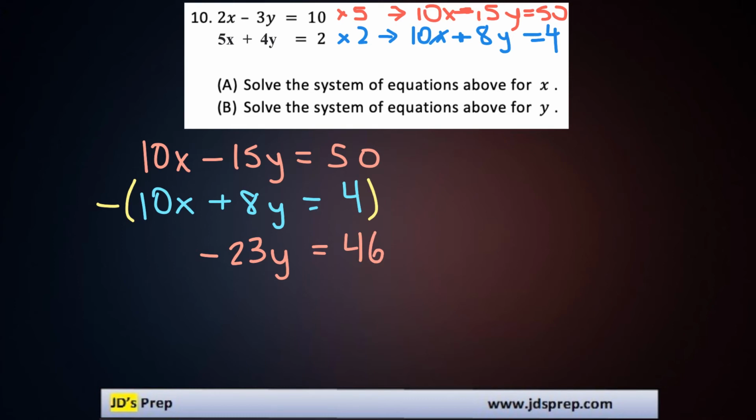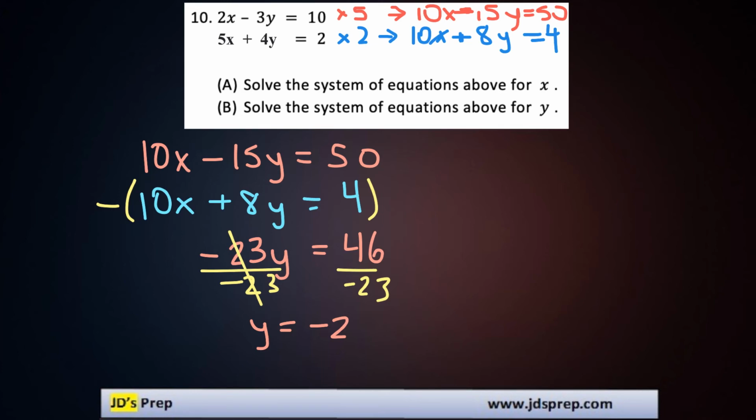Awesome. Well, now we can solve for y pretty quickly here. All we need to do is divide by negative 23, which means y is equal to negative 2. Great. Now that we've solved y, our next step is to solve for x.